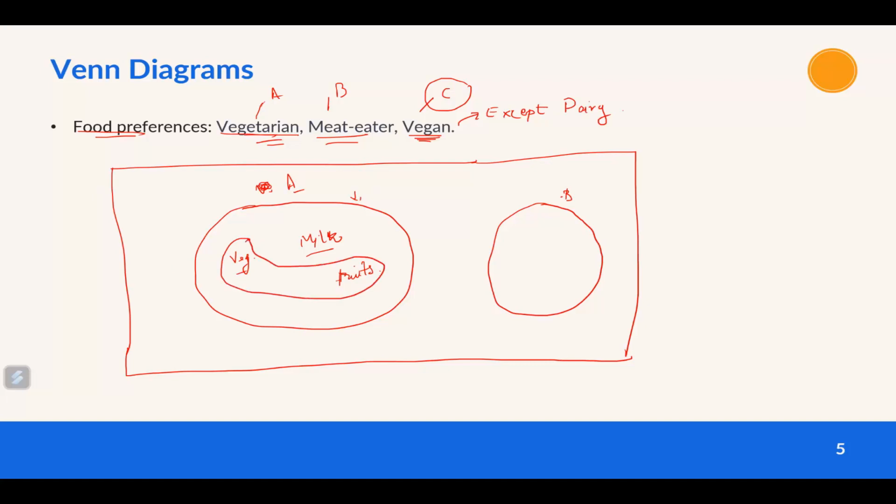I cannot draw it in a circle because I have actually mentioned the elements separately. So imagine this to be representing a circle. It need not be a circle, just an enclosed figure can be a set. So the set C represents all the vegan food, set A represents all the vegetarian food, and set B represents all the meat related food. So you can see that this set C is totally enclosed in the set A, but there is no relation between the set B with set A or set C. So this is another example of Venn diagram.